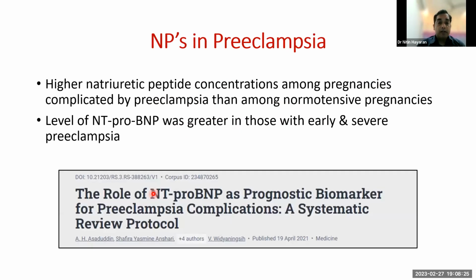We have already mentioned that there is an increase in natriuretic peptide concentration among pregnancies complicated by preeclampsia compared with normotensive pregnancies, but they don't rise to a level that is diagnostic of failure. The level of NT-proBNP was greater in those with early and severe preeclampsia. This was a very nice systematic review published in 2021 on the role of NT-proBNP as a prognostic biomarker for preeclamptic complications, and they found that the level of NT-proBNP was greater in those with early and severe preeclamptic patients.